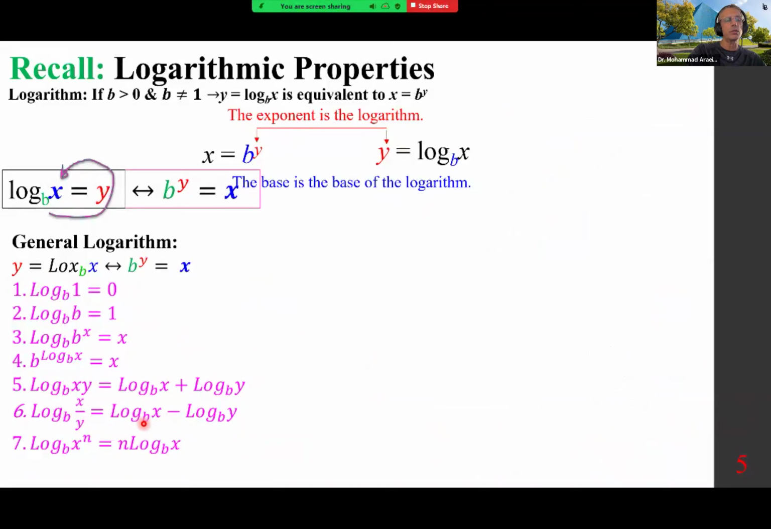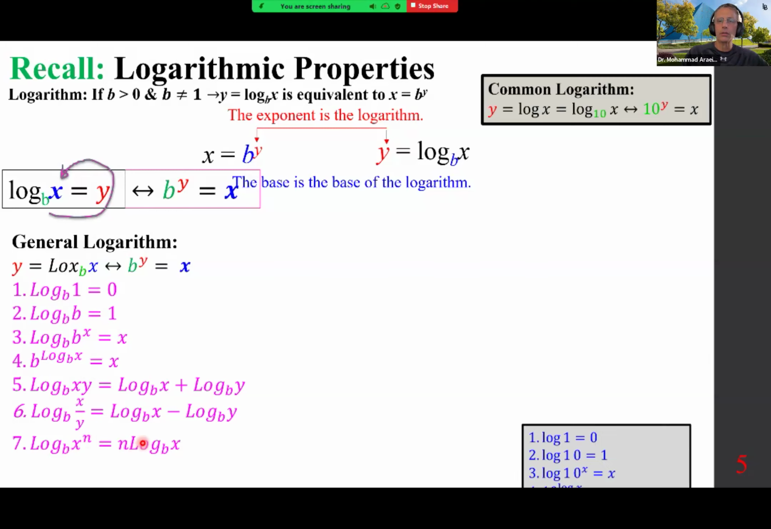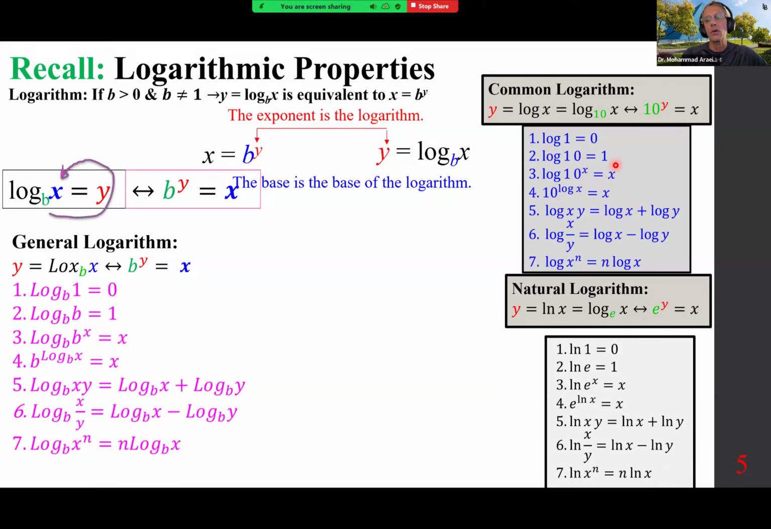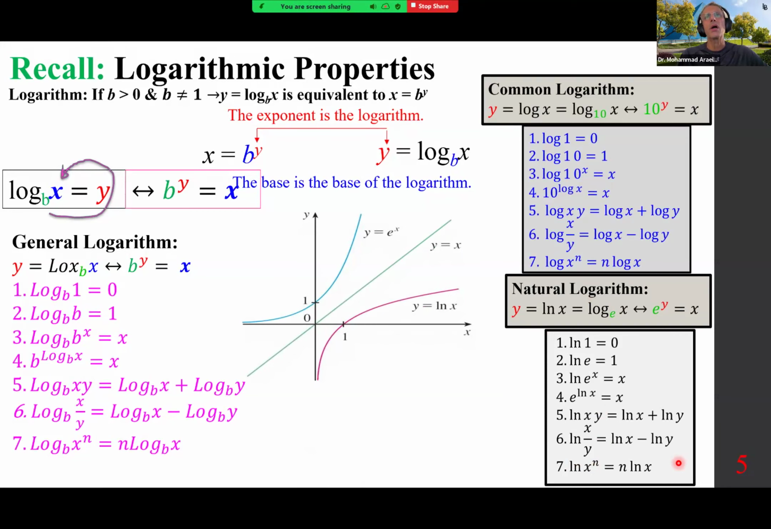Log base b of x over y is log x minus log y. Both of them have base b, and this is called the quotient rule. Log base b of x to the power of n is n log x base b. And for a common log, we can expand this, make the transition to common log. Same properties. It's a general form. It's a specific case. And for a natural log also, we can come up with those properties, which give rise to, again, the same topic that was mentioned, that exponential functions and logarithmic functions are inverse of each other.